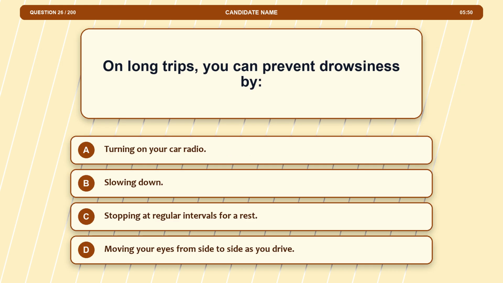Question 26. On long trips, you can prevent drowsiness by Option A, turning on your car radio. Option B, slowing down. Option C, stopping at regular intervals for rest. Option D, moving your eyes from side to side as you drive.